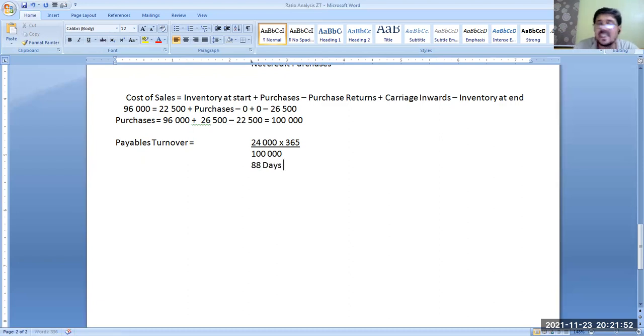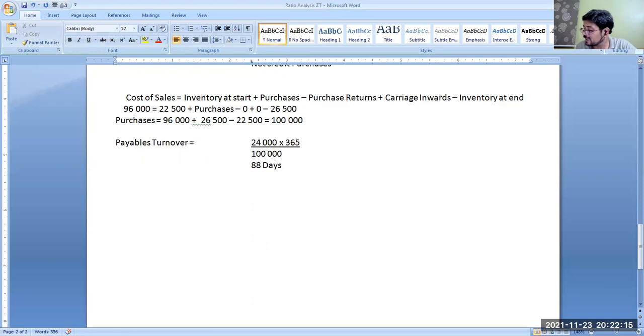So you take 88 days to pay off, almost 3 months you take to pay off your liabilities. So the delaying tactic of liability is good. Okay, you are not paying very early. But when you are not paying early, it means you might be losing your purchase discount as well, or discount received.